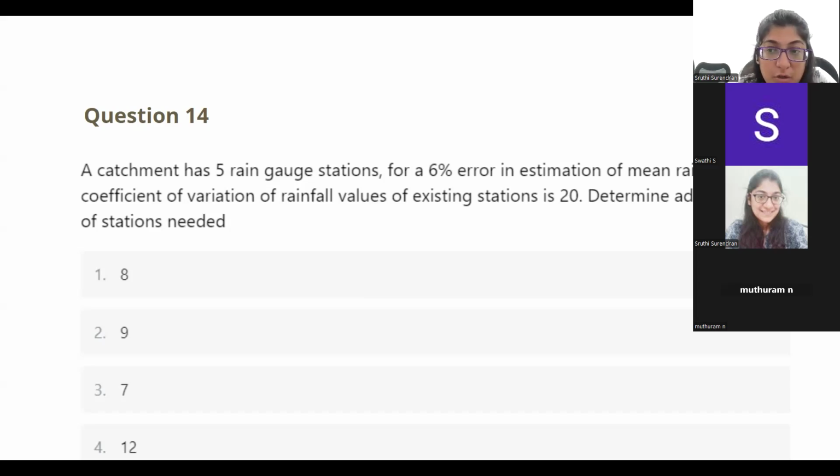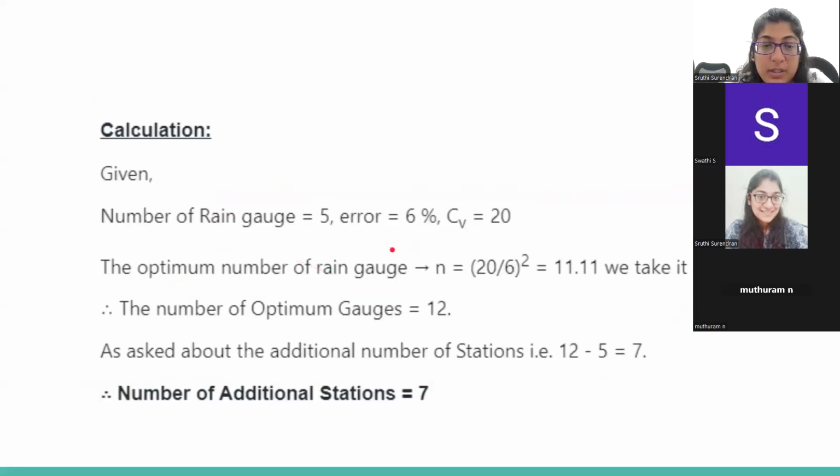Okay. So yeah, you're right. The answer is right, Muthuram. It is 7. So let's see the calculation. Like I said, we already have 5 rain gauge stations. The coefficient of variation of rainfall calculated from these 5 rain gauge stations is 20. Error allowed is 6%. So the optimum can be found out by dividing 20 by 6, CV by E the whole square, which will give us 11.11.